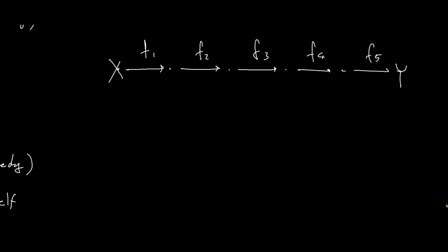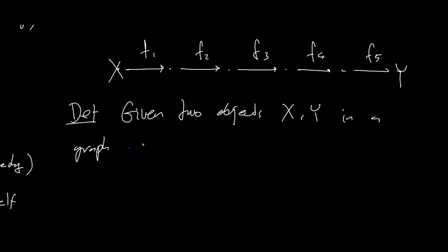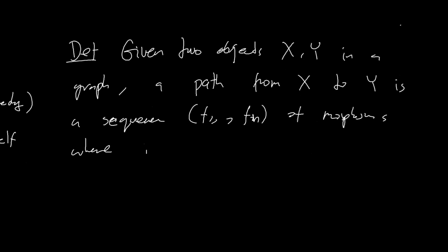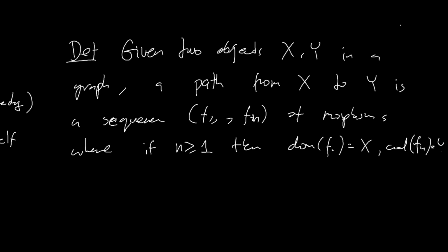So the more correct definition of a path would be to start with two objects, X and Y, and then define a path to be something that connects them. So here is a better definition of a path. Given two objects, X and Y, in a graph, a path from X to Y is a sequence of morphisms, from F1 to Fn, where if n is bigger or equal to 1, then the domain of F1 must equal X and the codomain of Fn must equal Y.